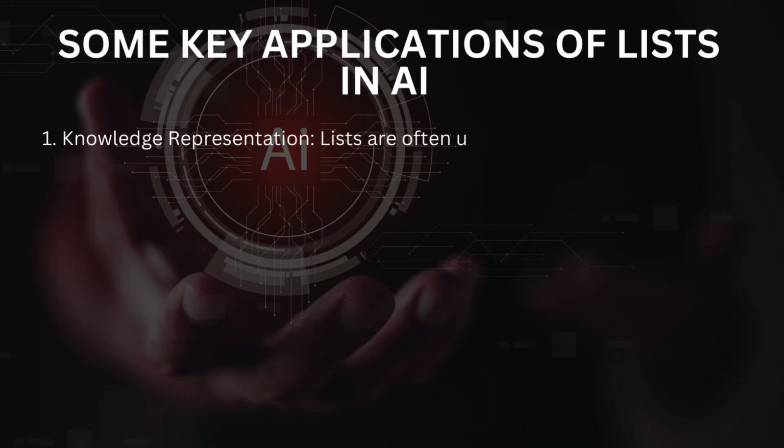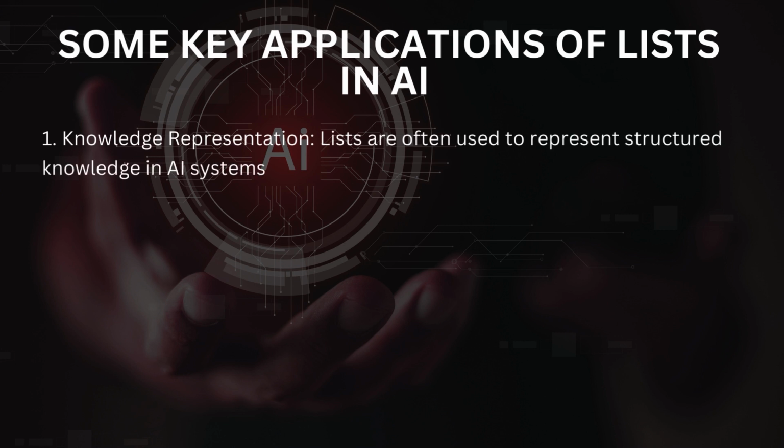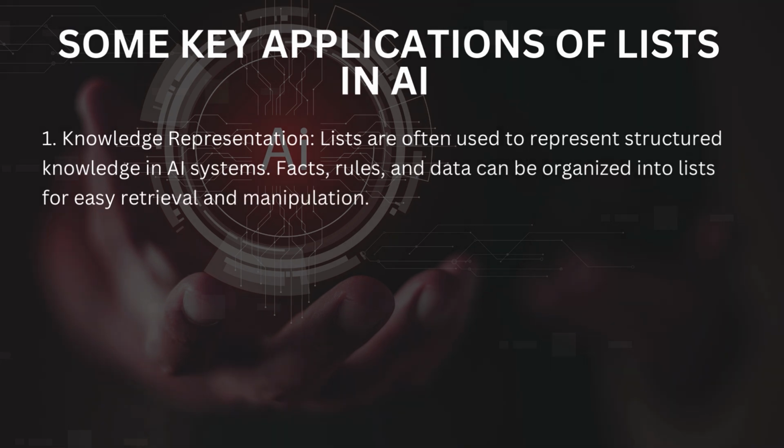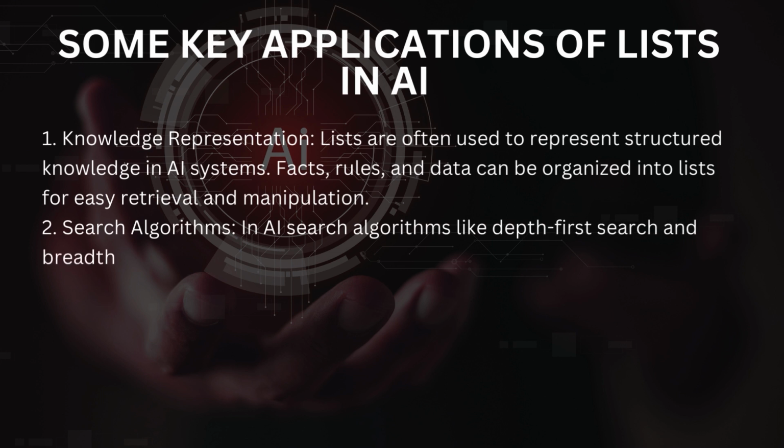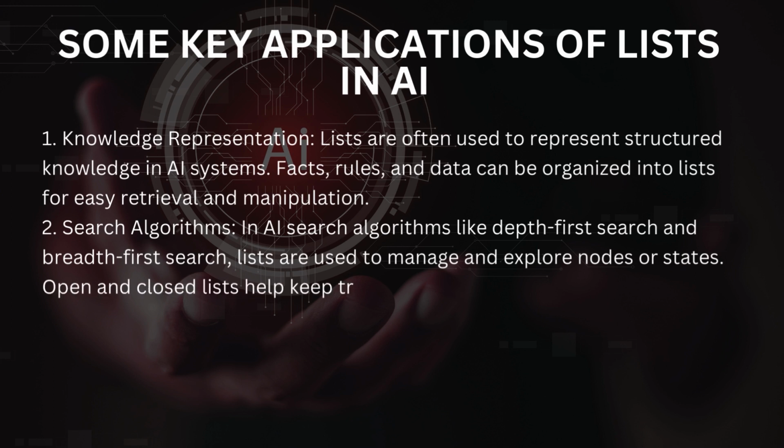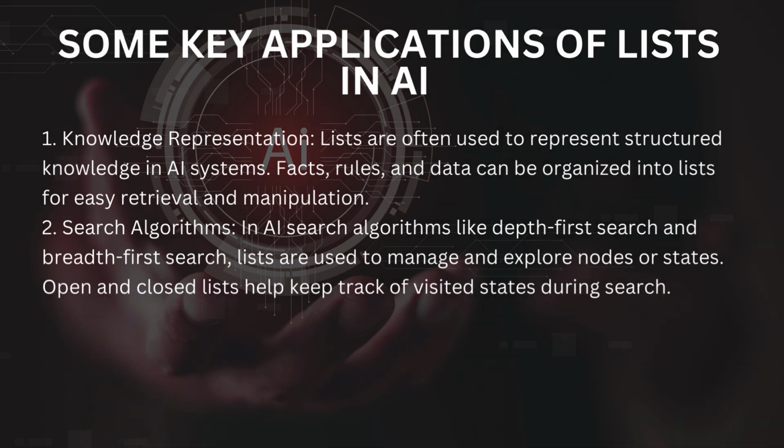First, knowledge representation. Lists are often used to represent structured knowledge in AI systems. Facts, rules and data can be organized into lists for easy retrieval and manipulation. Second, search algorithms. In AI search algorithms like depth first search and breadth first search, lists are used to manage and explore nodes or states. Open and closed lists help keep track of visited states during search.